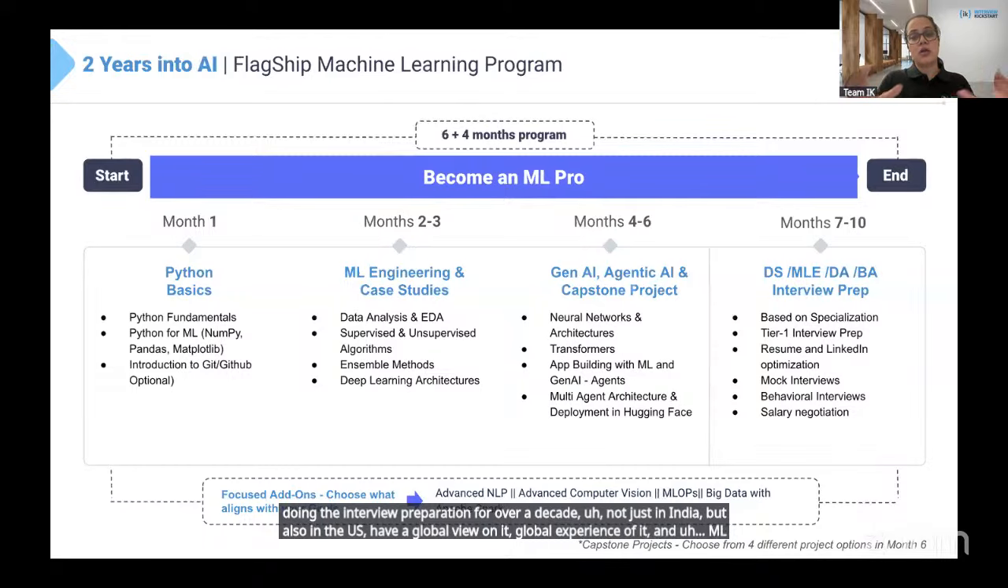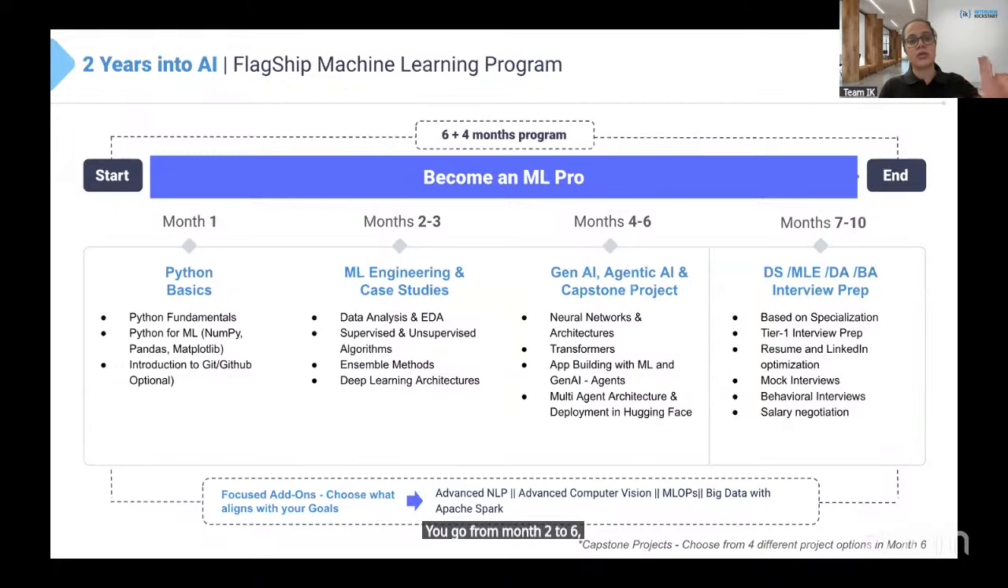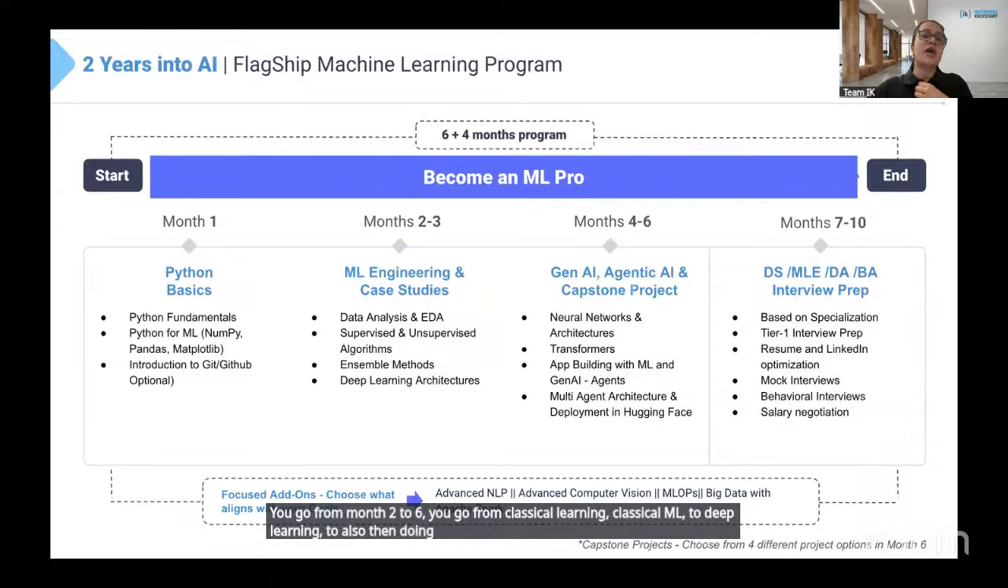The ML part, the learning part, will last about 6 months. So you start with the learning part. In month one, you have Python basics. A lot of our technical professionals tend to refresh their understanding of Python, because that's the starting point for everything. You go from month 2 to 6, from classical ML to deep learning, to also then doing projects in generative AI, agentic AI, right? So you'll go from supervised, unsupervised learning to building deep learning architectures, using neural networks, and then get into building apps using ML and agentic AI both, right?